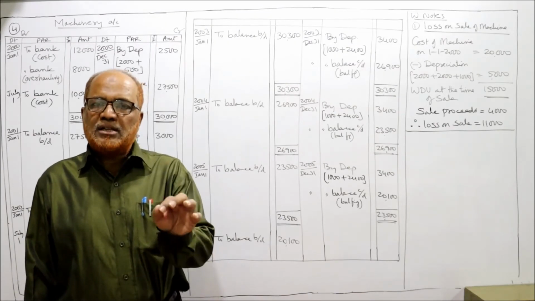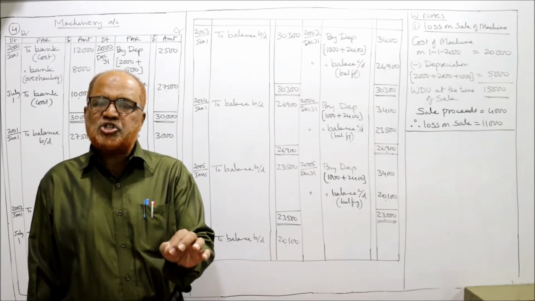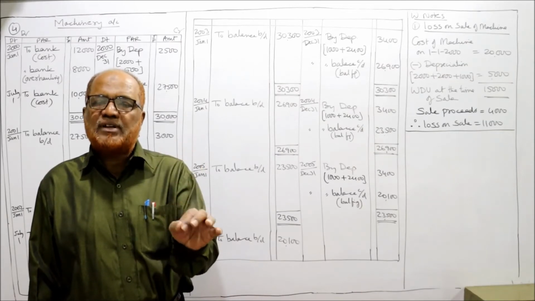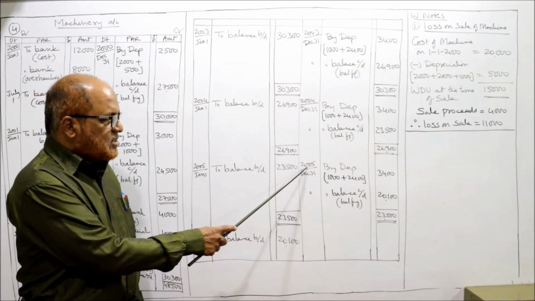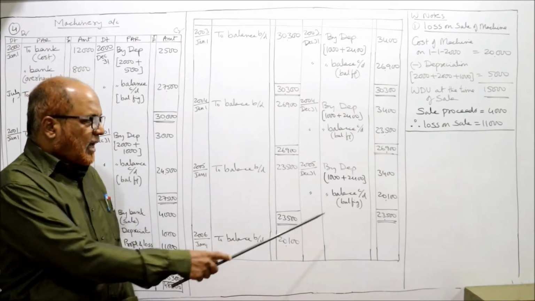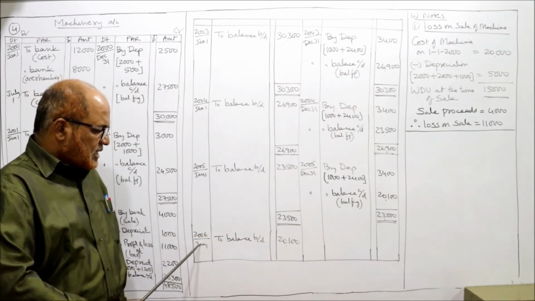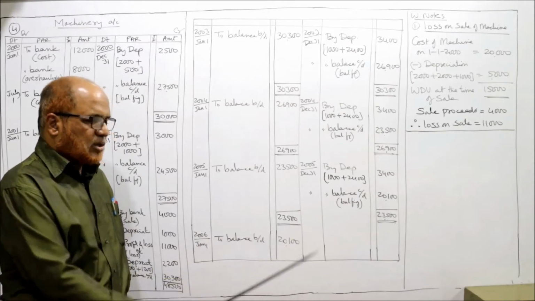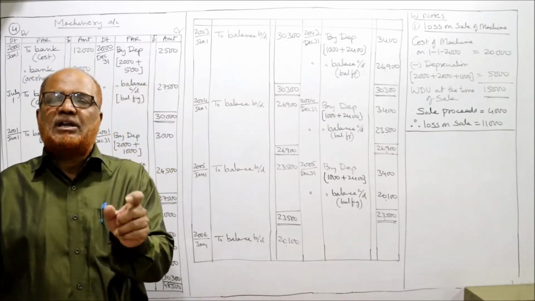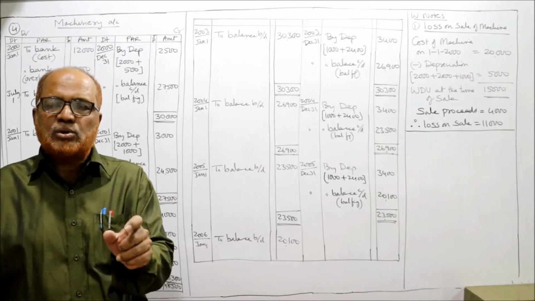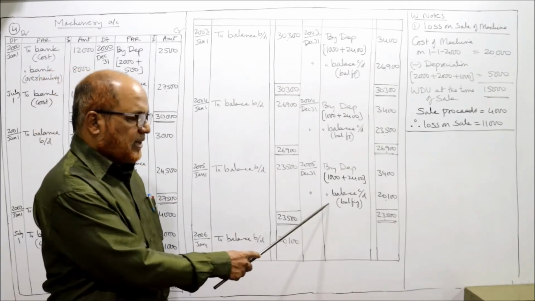In the problem, it is asking you to make the machinery account up to 31st December 2005. And we have prepared it up to 31st December 2005. Now carry over to 2006. 2006 January 1st, to balance brought down, 20,100. Stop it, because the problem is asking you only up to 31st December 2005. Here it is complete.